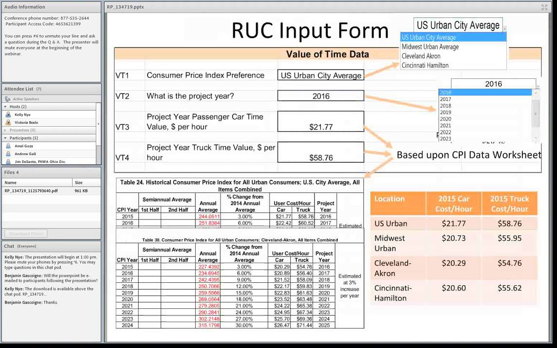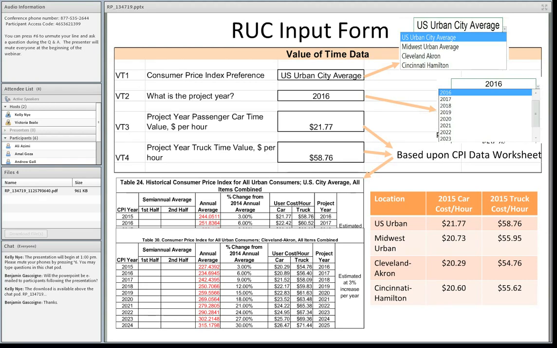All right, then we get into our value of time. The current ODOT spreadsheet pulled information from the Bureau of Labor Statistics for the U.S. urban city average. But when we went on the website for the Bureau of Labor Statistics, we found other values of time that might be more appropriate, particularly for Ohio, such as the Midwest urban average. Obviously, a lot of work is done in Cleveland, Akron, and Cincinnati, Hamilton. So those were entered as well to give a little bit more fine-tuning to that worksheet.